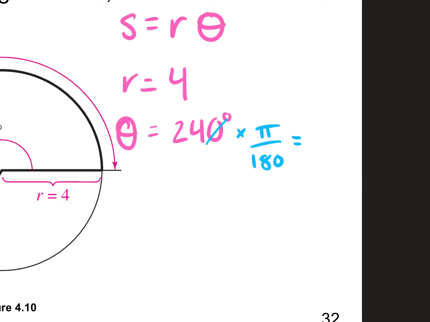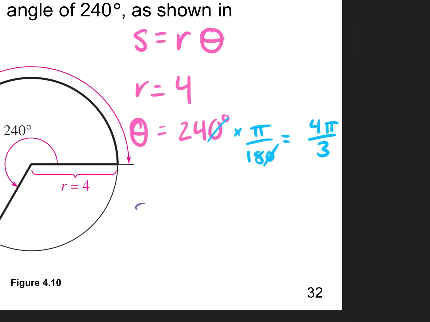So we can simplify this. 6 goes into 24 and 18, so it would be 4 pi over 3. And then we plug it in. So I have S is equal to 4 times 4 pi over 3, which gives us 16 pi over 3. You can just leave it as a fraction. You will not get a calculator for the next quiz and test, so we would just leave it like this.